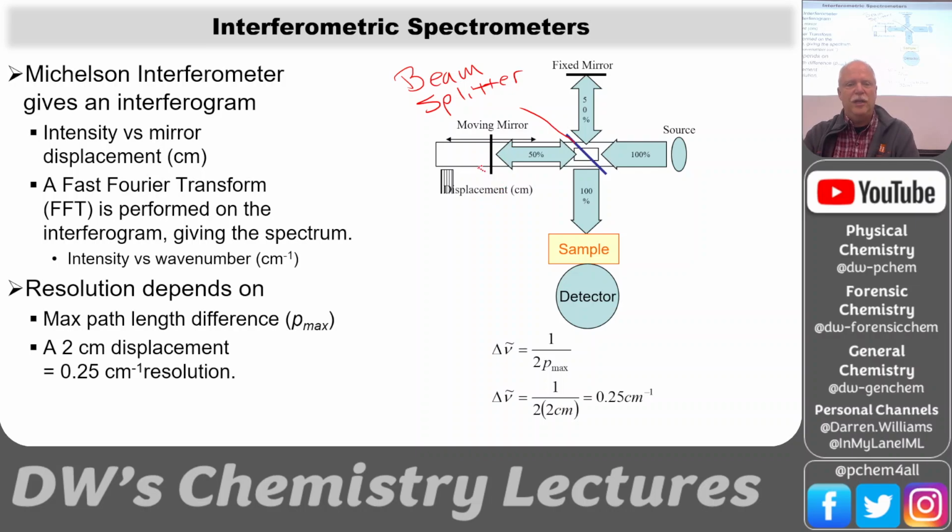The light that goes through hits a moving mirror. So this mirror moves back and forth. And so then we have two different path lengths, and that creates an interferogram. So we send that interferogram through this instrument as a reference or a background, and then we put our sample in there and do the experiment again. And then we take I over I naught. So we can calculate transmittance: transmittance is the sample spectrum over the background.